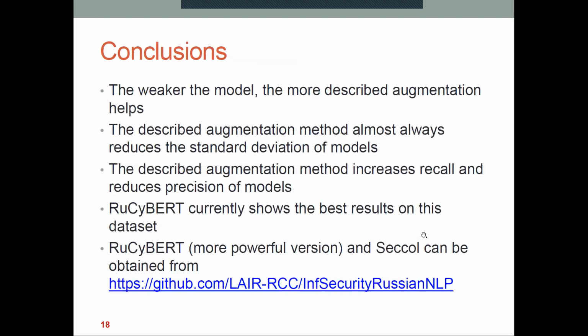Yes. And our conclusions, we can make the next conclusions. The weaker the model, the more the described augmentation helps to improve results. The described augmentation almost always reduces standard deviation of models, which means the models will be more stable. The described augmentation method increases recall and reduces precision of all models, besides some cases. RuSciBERT currently shows the best results on this dataset.